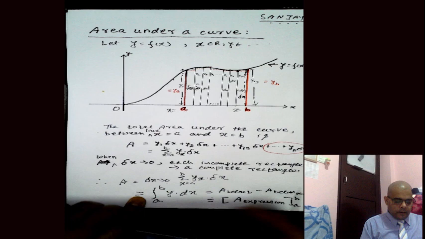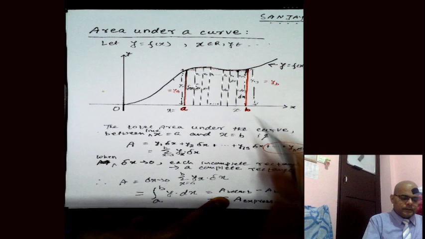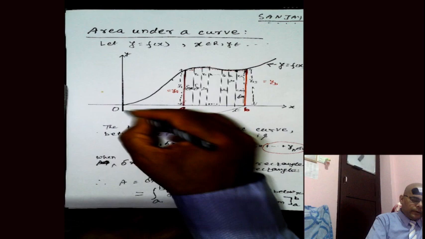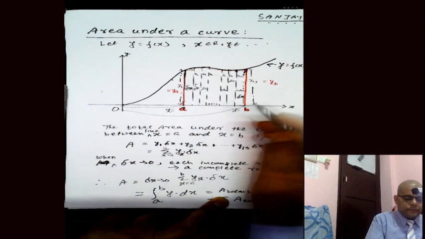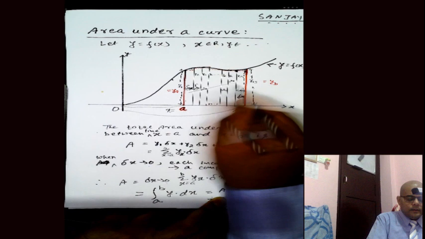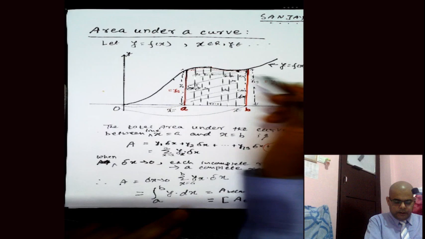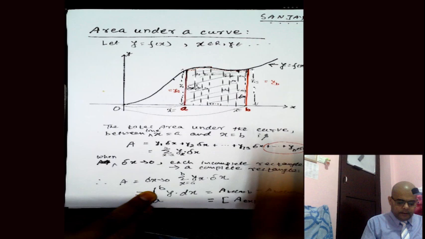Now, when you get this integration, how do you find the area? First of all, you integrate: you take the area below x equals B, then the area below x equals A. When you deduct the area below x equals A from the area below x equals B, you will have the area of this shaded region. So first we take the value at the upper limit, that is B, and then we take the value at the lower limit, after the function has been integrated.